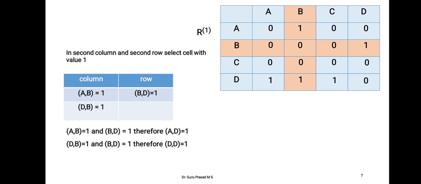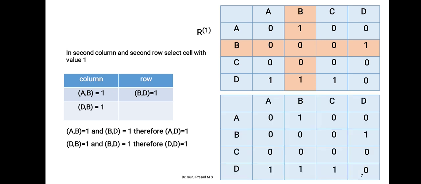Next, D comma B equal to 1 and B comma D equal to 1, therefore D comma D equal to 1. It indicates that if there is an edge from D to B and an edge from B to D, there will be an edge from D to D. Okay, you have to update the AD value. Initially the AD value was 0, it changed to 1, and D to D value was 0, and it is changed to 1.